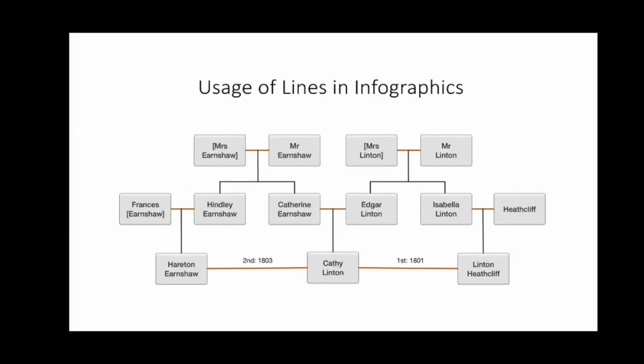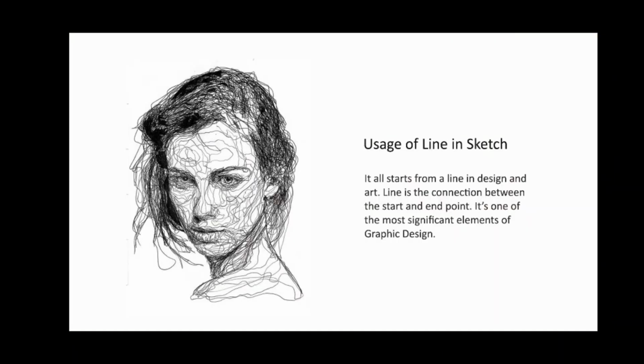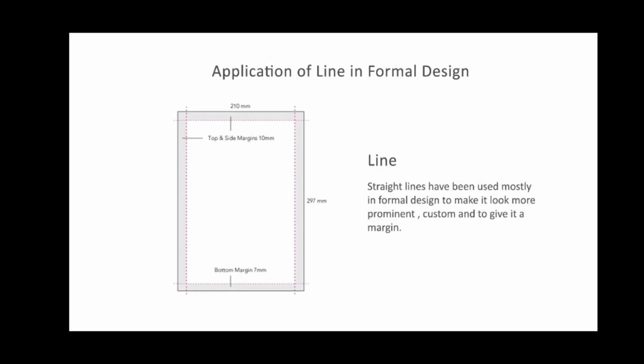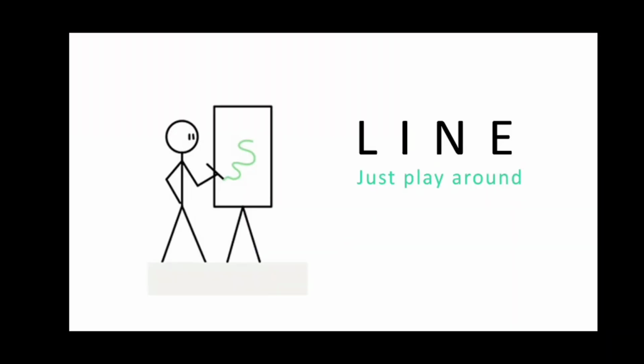Now the application of line is really important. Line has been extensively used in infographics. Look at this image. If you are sketching someone, if you are portraying an image, basically what you are doing is just drawing lines, and that is giving you the final output of a complete image. In business or formal designs, we generally use straight lines to make it look more prominent and formal. But in case of other creative designs, you can use curved lines. Just play around with lines and you're going to explore a lot in graphic design.